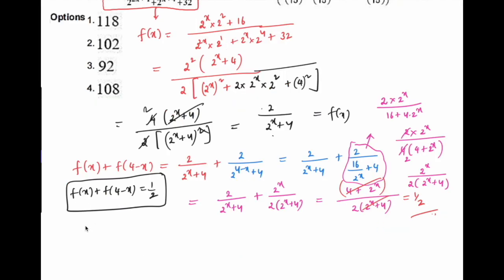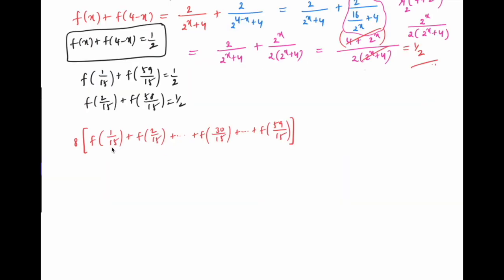Now let us consider f of 1 by 15 plus f of (4 minus 1 upon 15). 4 is 60 by 15, so 60 minus 1, that is 59 upon 15, and the sum is equal to 1 by 2. Similarly, f of 2 by 15 plus f of 58 by 15 is equal to 1 upon 2. So the question is 8 times (f of 1 by 15 plus f of 2 by 15 and so on), with the middle term f of 30 by 15, because there are a total of 59 terms.